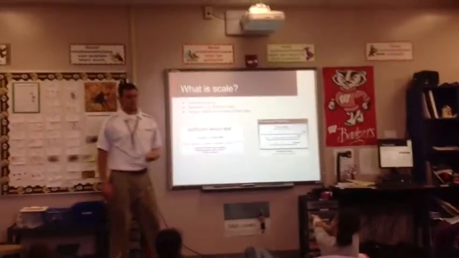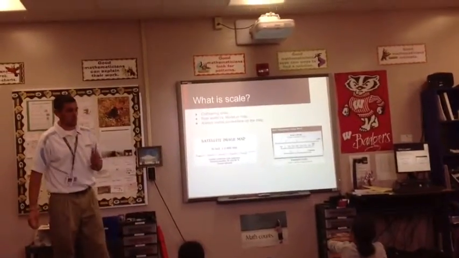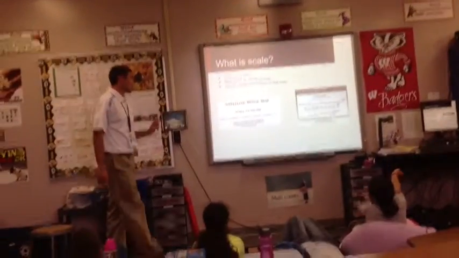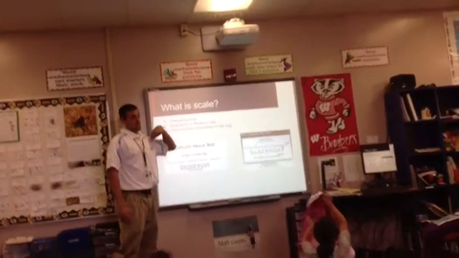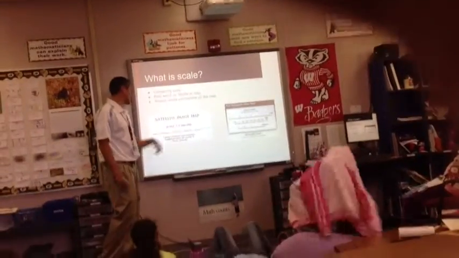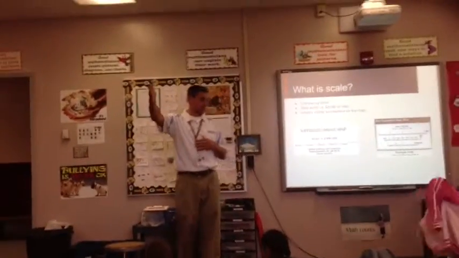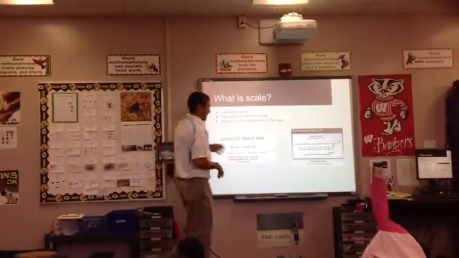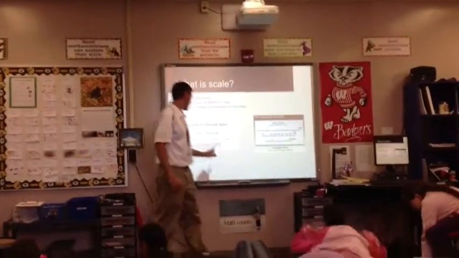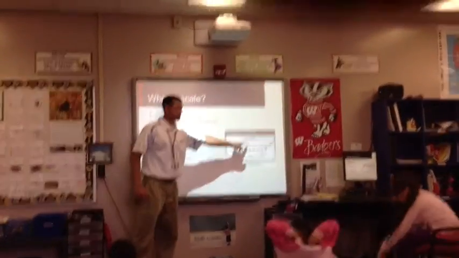You will always see the scale somewhere visible on the map. There were only about 2 people this morning, and it may have been some of you, that put a scale on their map. Usually a scale is going to be written as a 1 colon with a number after it, like this. On contour maps, I'm going to give you the contour interval.